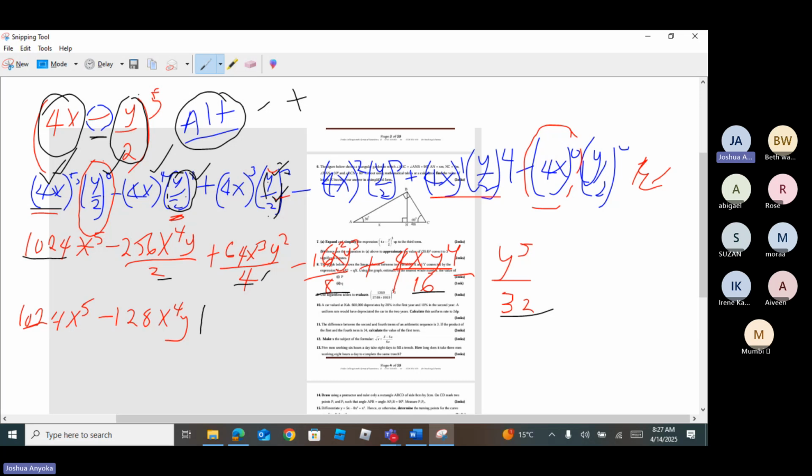Now let's proceed. Plus, get back to red. Plus, here 1, here by 4. 64 by 4, 16. Yes. 16 x cubed y squared. Minus here 1, here 2. 2 x squared y cubed. Here 1, here 4, plus y to power 4 over 4, minus y to power 5 over 32.